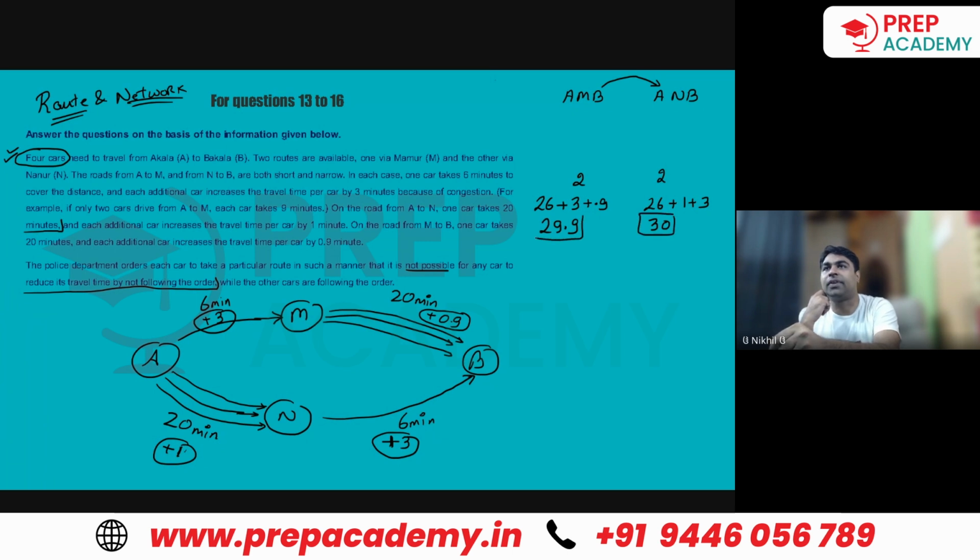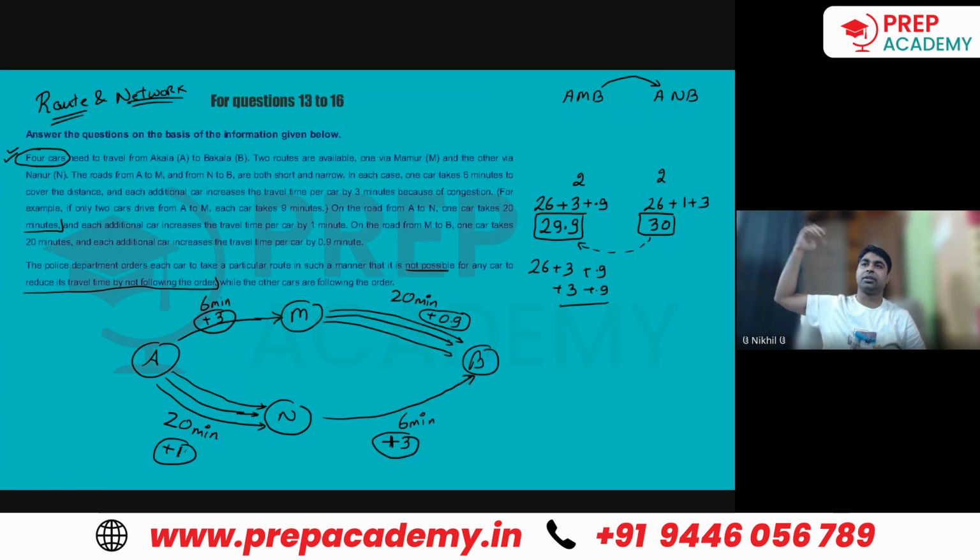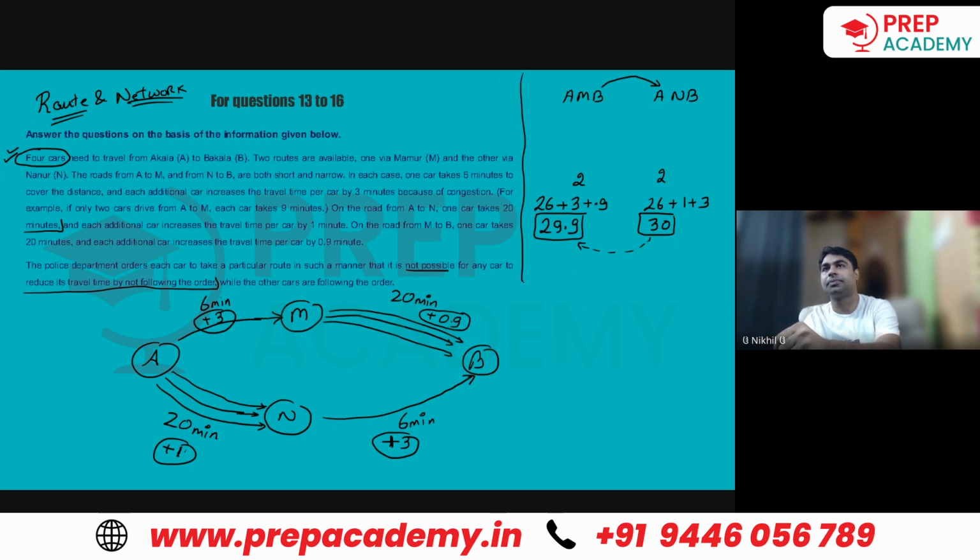Now, if 1 car moves from here to here, what will happen? Each of the cars will have to take plus 3 extra and 0.9 extra. So that would be much more than 29.9. So much more than 30, which is already taking. So that would be not a feasible option. So that is the answer we were looking for. Understood?